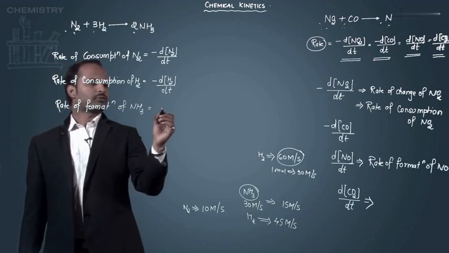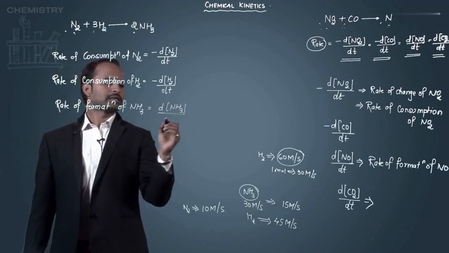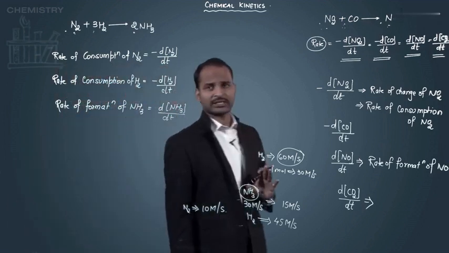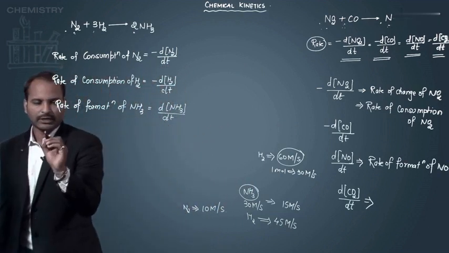So the rate of formation of ammonia, I can say, is going to be d[NH3]/dt. Since the ammonia is forming, that means with time the amount or concentration of ammonia goes on increasing, so there is no need of using a minus sign. Now I want to write the rate of reaction.